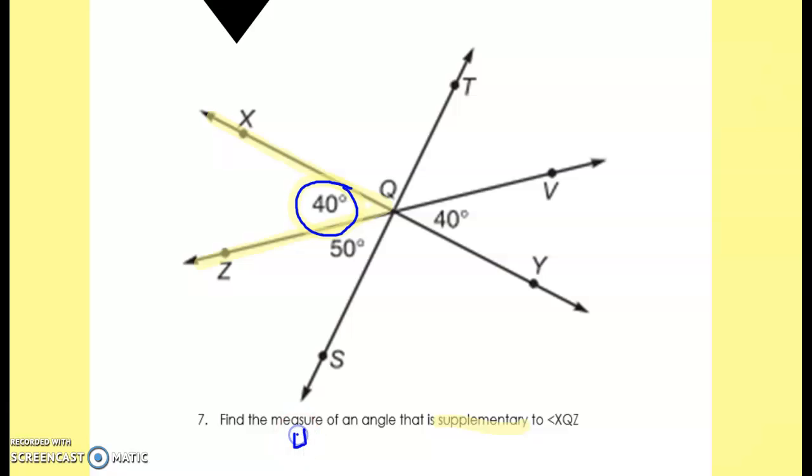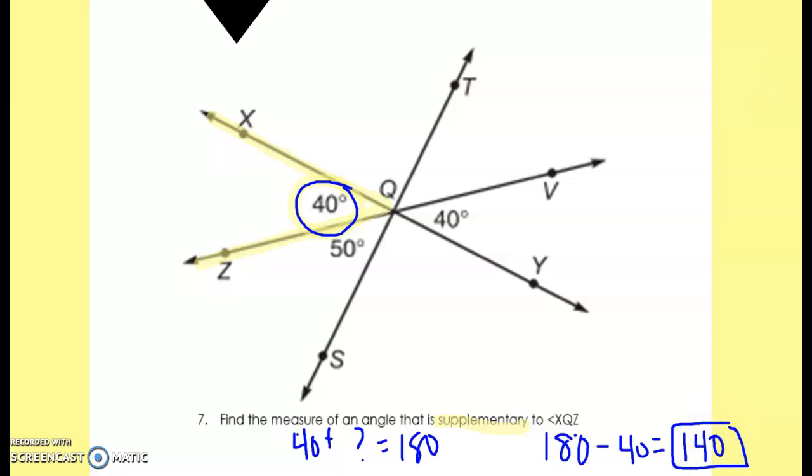So you can think to yourself two ways. 40 plus what is going to give us 180? Maybe you can do that mental math in your head. If you cannot, remember we talked about using the inverse of subtraction. So 180 minus 40 would also give you that answer. And our measurement of an angle that is supplementary would be 140.